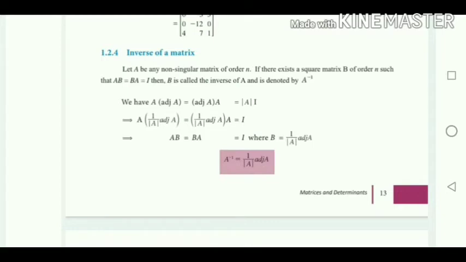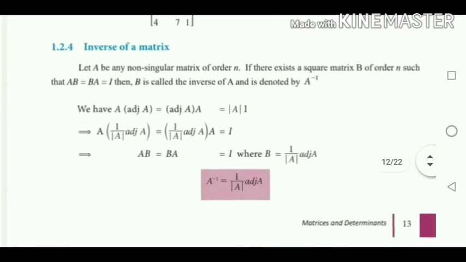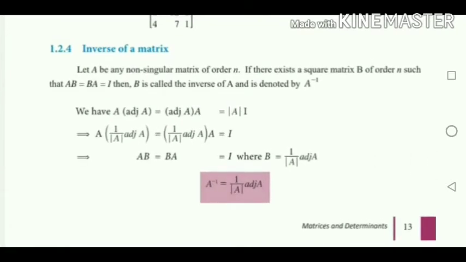Okay. So let A be a non-singular matrix of order n. If there exists a square matrix B of order n such that AB equals BA equals the identity matrix, then B is called the inverse of A and is denoted by A inverse.